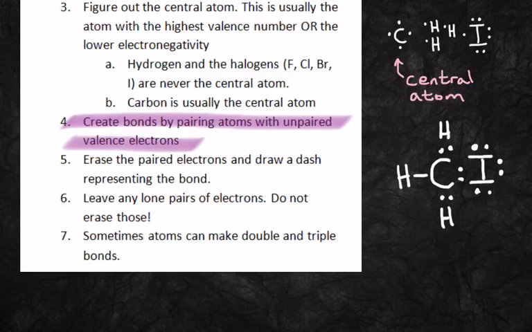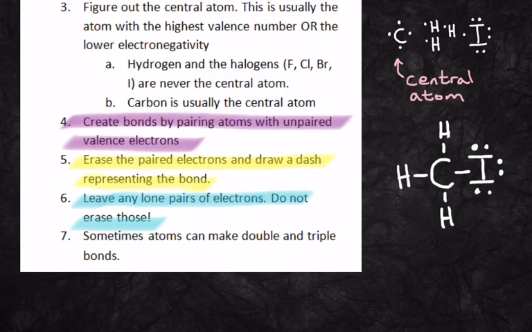All right, so now the next step is erase the paired electrons and draw a dash representing the bond. We're going to do that for only the ones that are being shared, not the ones around iodine, right? Erase the two that are being shared between carbon and iodine, and then draw in a bond right there. Okay, but notice please, step 6, leave any lone pairs of electrons. Do not erase those. Look at the ones on iodine. I leave those. This is the finished answer right there.